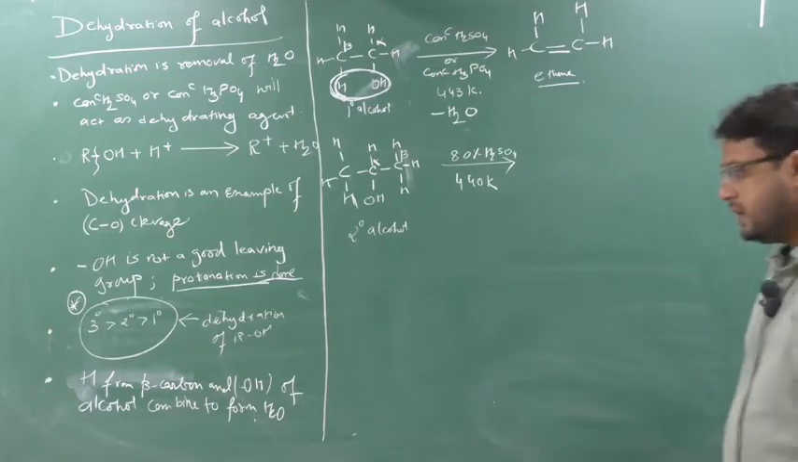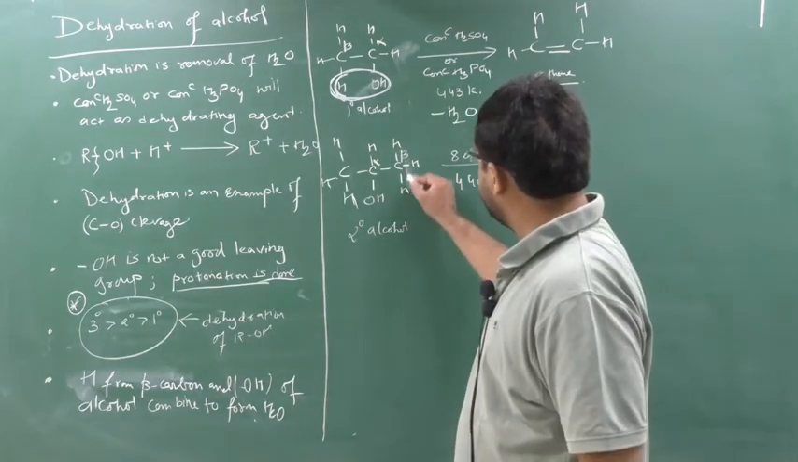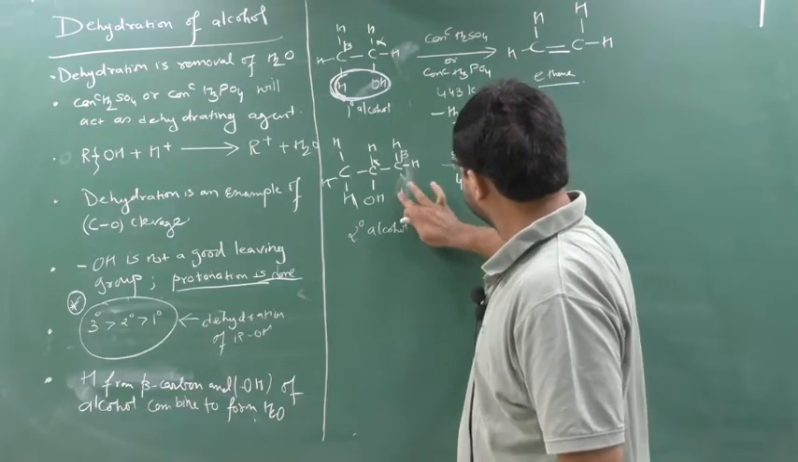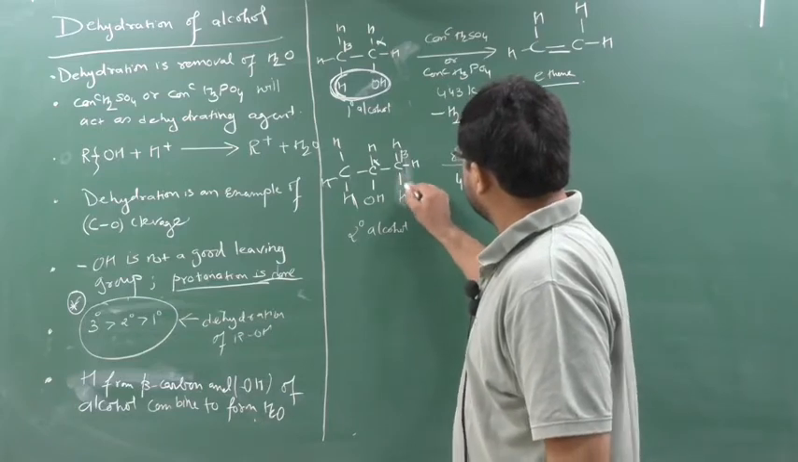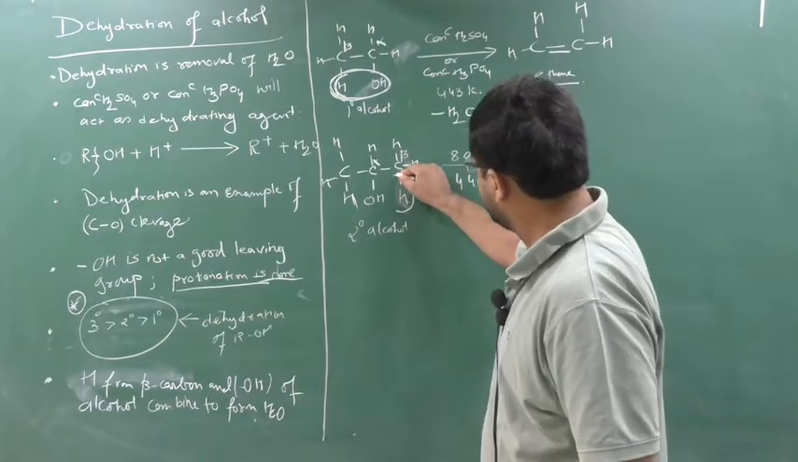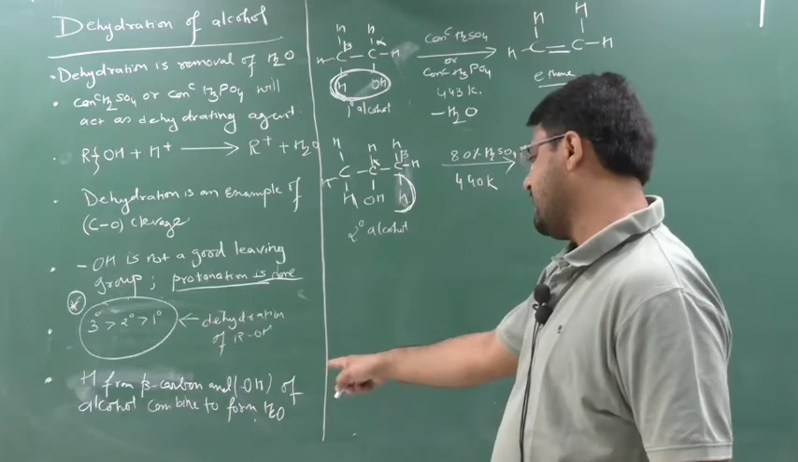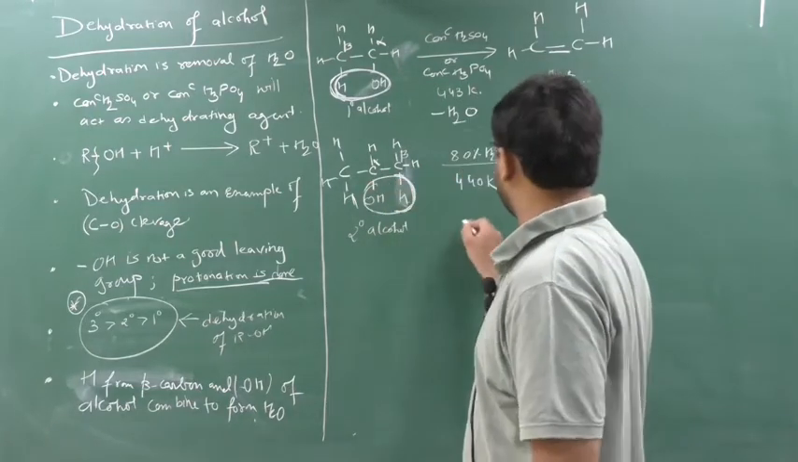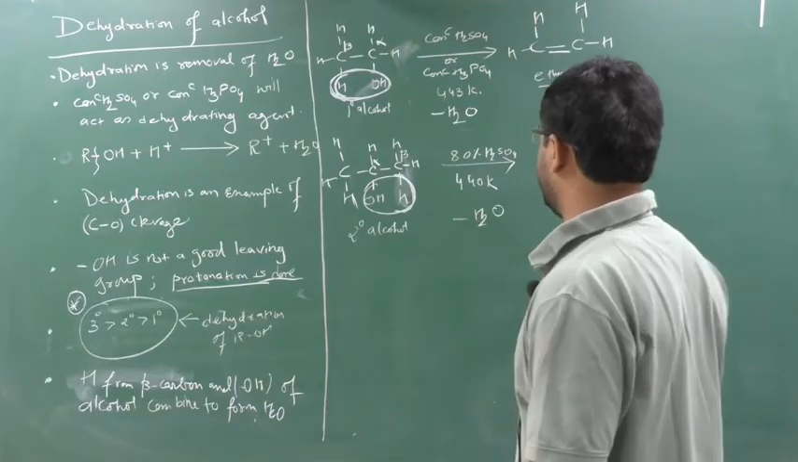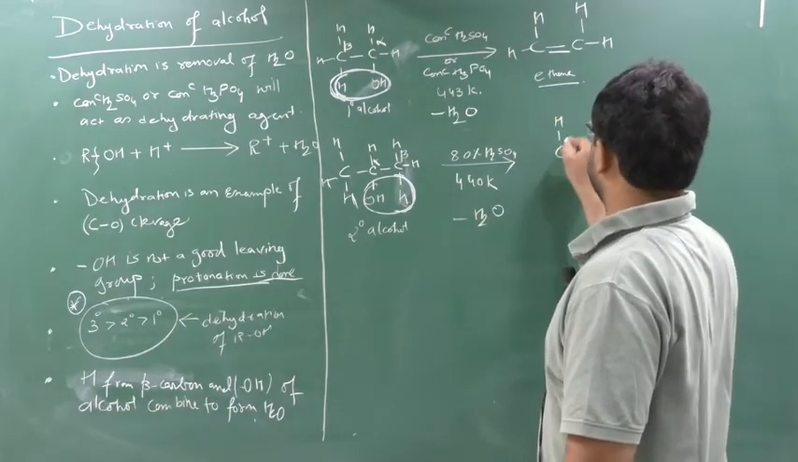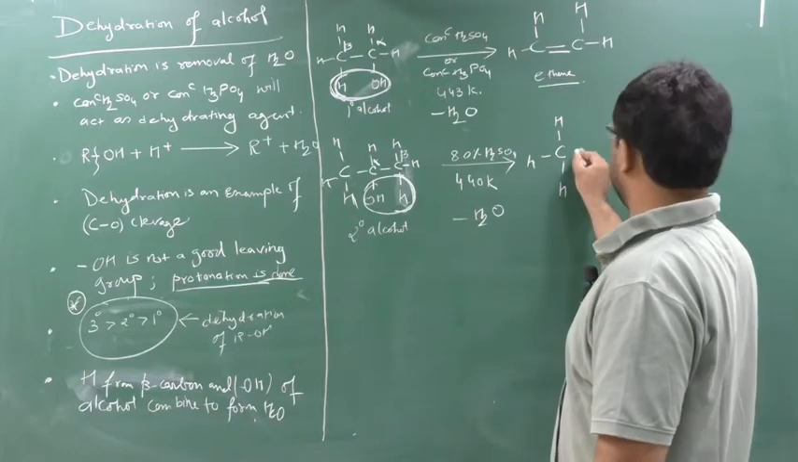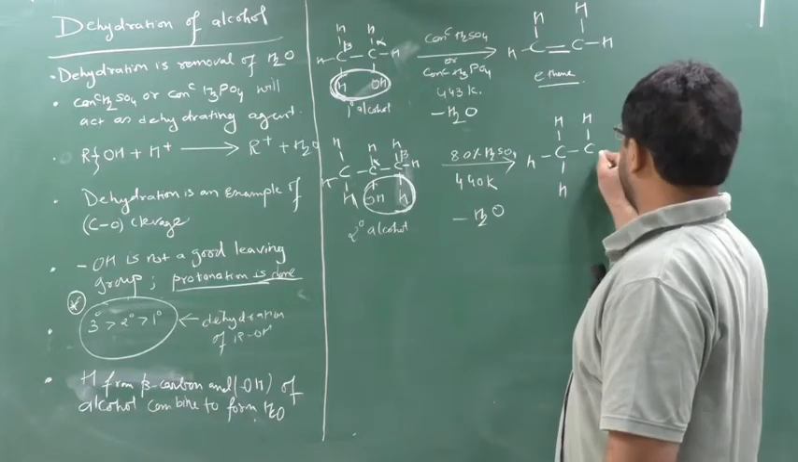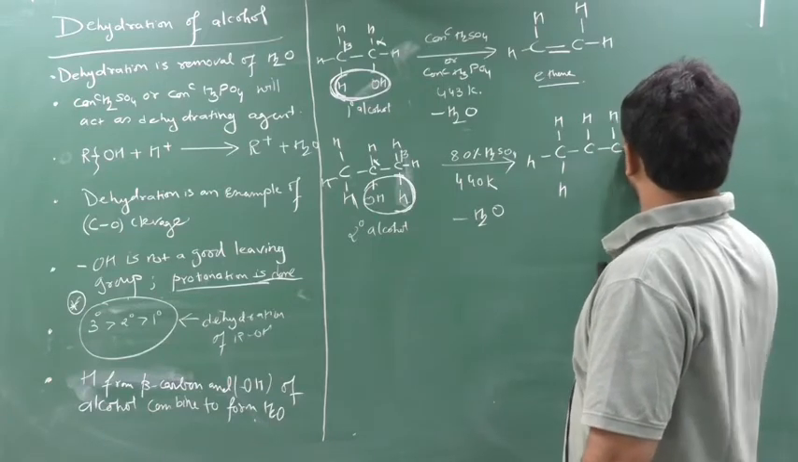Now what will happen? H from beta carbon, this H from beta carbon, and OH from alcohol. So this is OH from alcohol. They two will combine together to form a water. So we will see the remaining portion. So C, H, H, H here, here C, here H, here C, here H, here H.